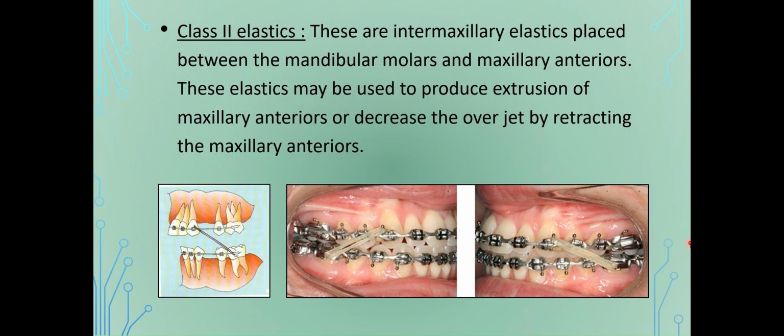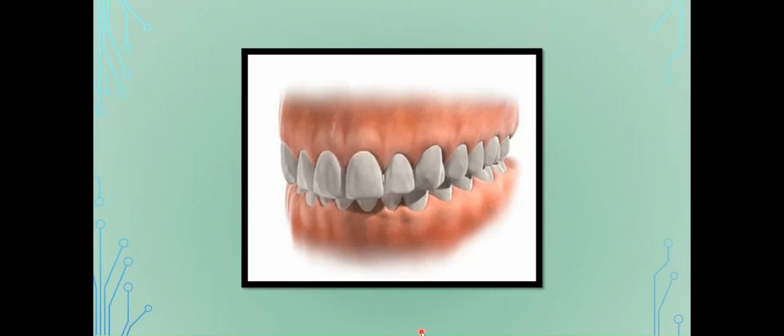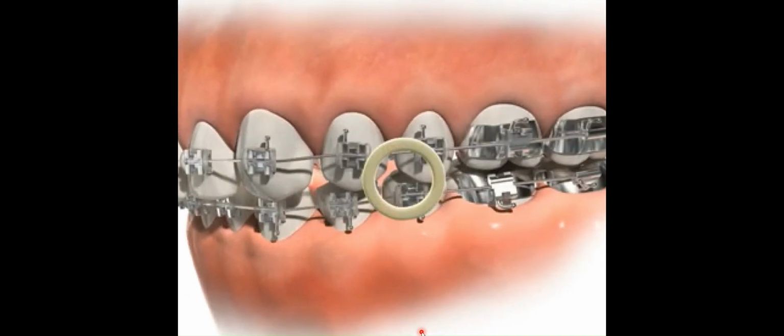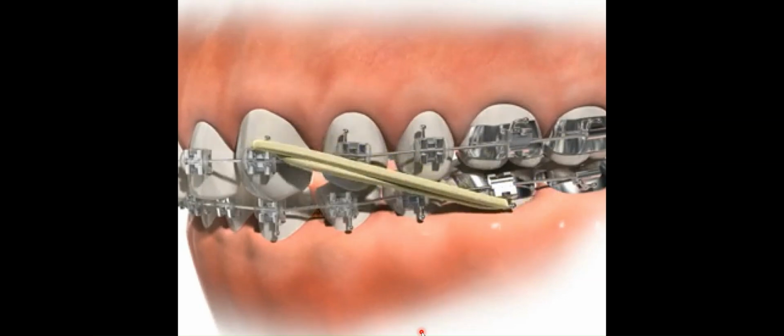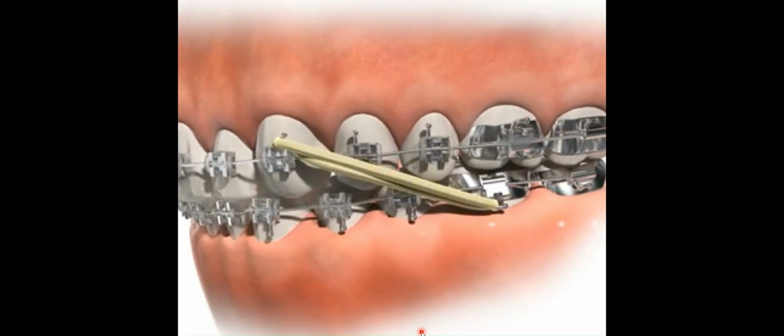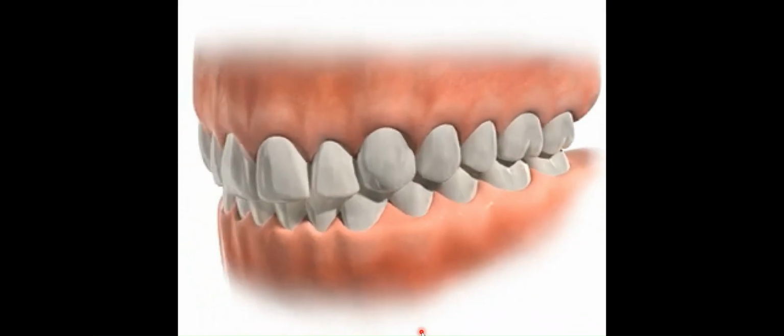Class 2 elastics. These are intermaxillary elastics placed between the mandibular molars and the maxillary anteriors. As you can see, the elastic is attached from the mandibular molar to the maxillary canine for the retraction of the maxillary anteriors.